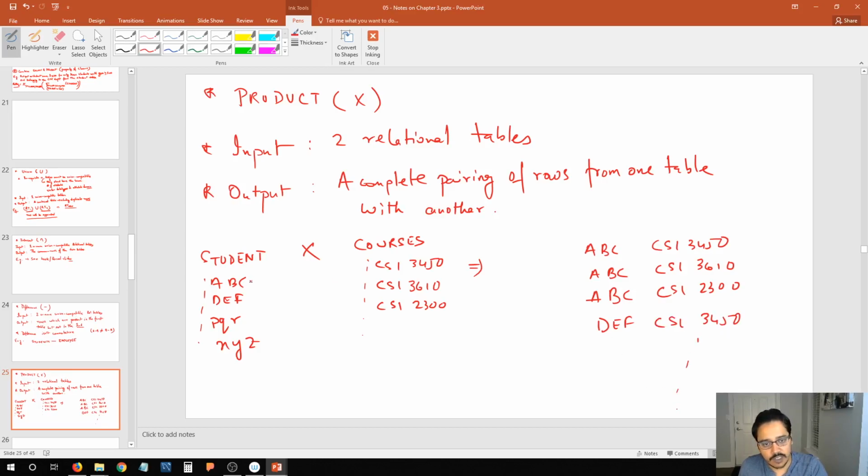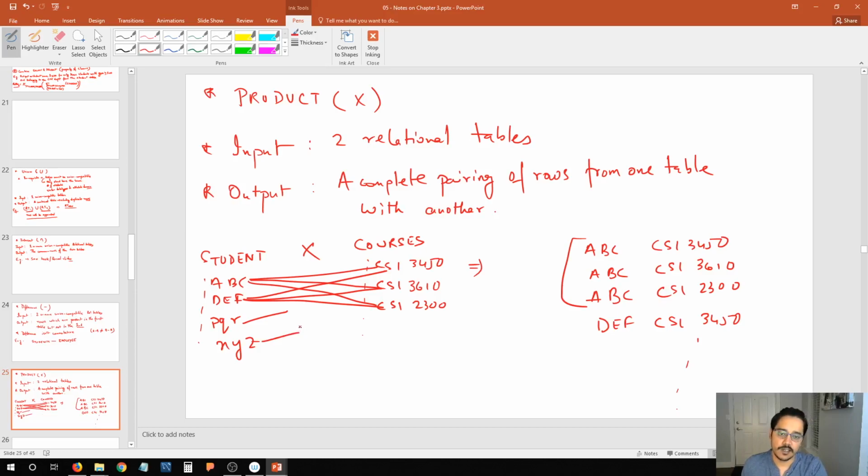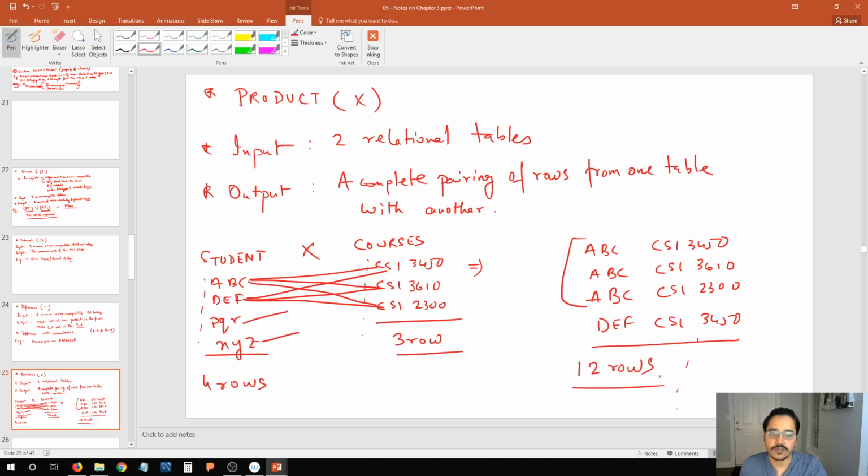So that means each row is a complete pairing of the rows from one table with another. So ABC will be paired with all three of these to create the first three rows. Then the next three rows will be DEF paired with all of the others. Same goes for PQR, and then same goes for XYZ. So as a result of this, if this table had 4 rows and this table has 3 rows, then the output table will have 4 cross 3, 12 rows.